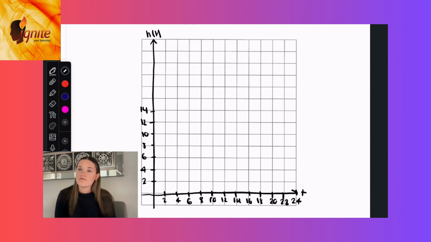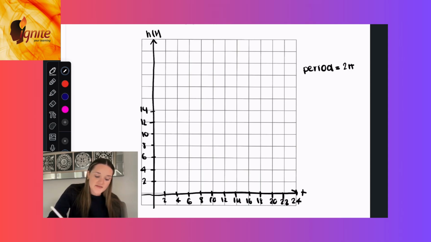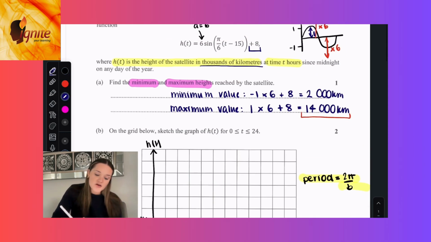Okay, the next thing I want to find out is how many complete rotations of my graph I can do within my given domain. The way that I can find that out is by working out what my period is going to be. So I have my period function as period is equal to 2 pi on b, and this is the same formula that you would use for any cosine or sine function. Now we find out what our b value is by looking back at our equation. Our b value is a number that sits outside of those brackets. So b here is going to be pi on 6.